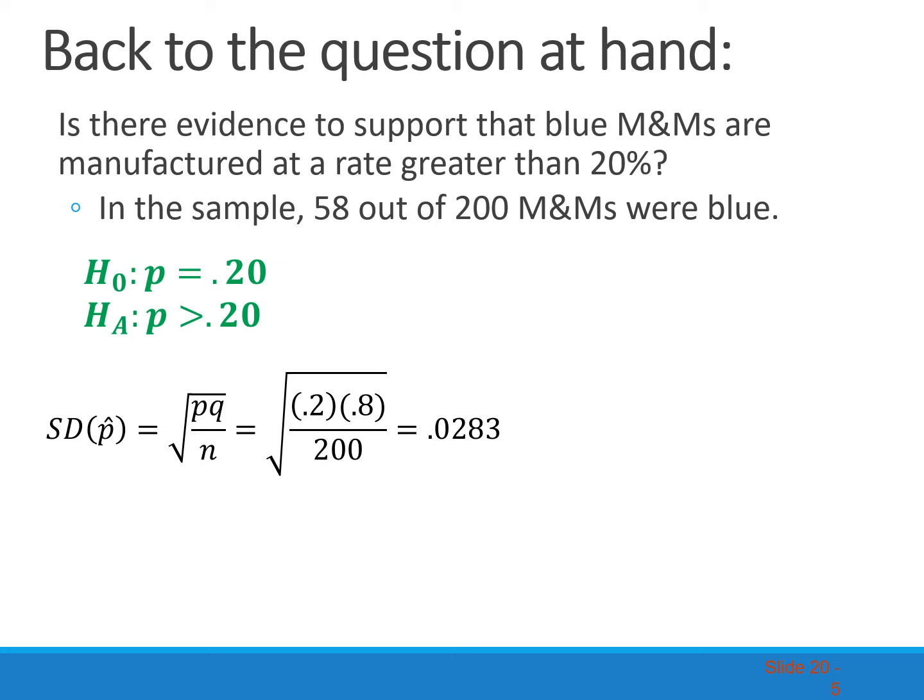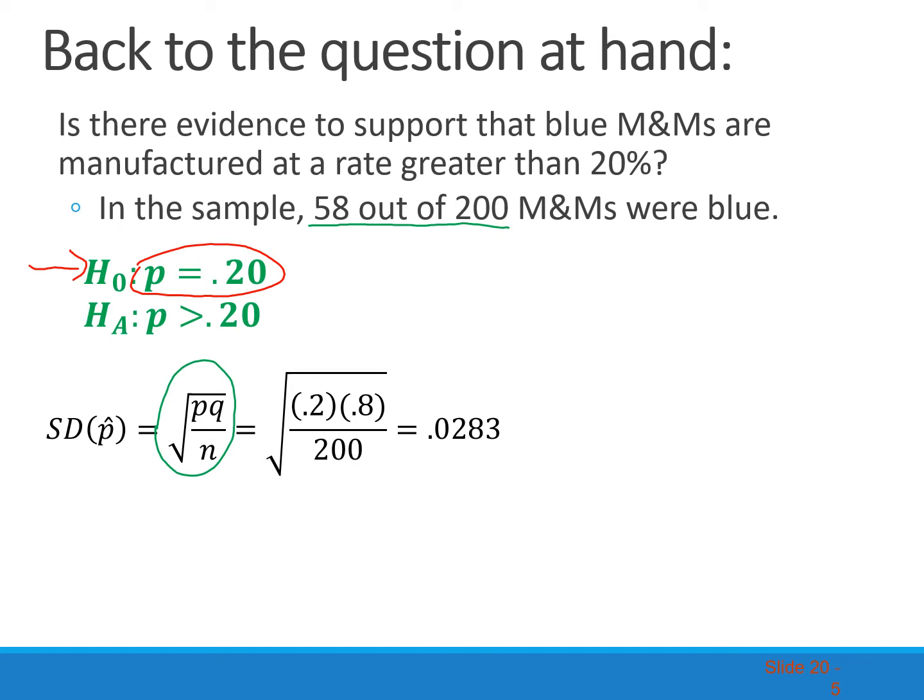This standard deviation should look familiar. It's the one that we were using for confidence intervals, with the exception that the P and the Q don't have hats on them. So we're not using the P hat from the sample, and instead we're using the P from our null hypothesis.